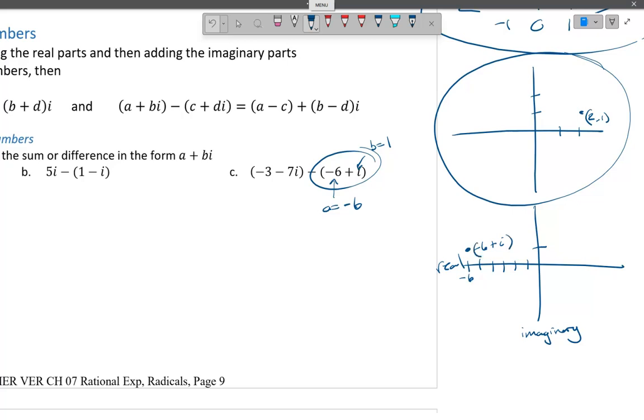And so we graph it just like we do on the Cartesian plane. But it's a completely different grid because we're dealing with a different set of numbers. So there you go. Got a little side lesson on that.